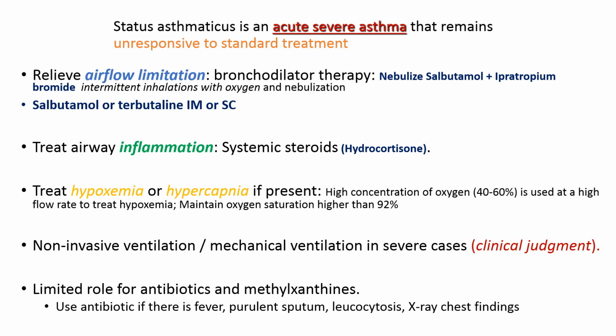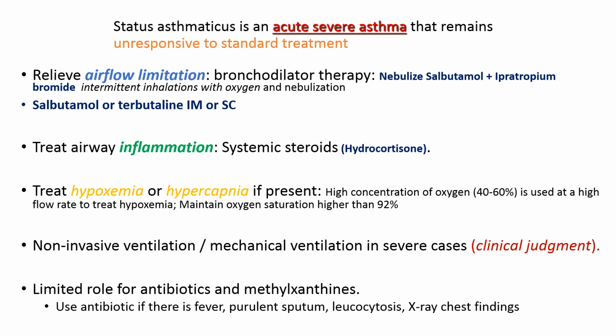Okay, we have already seen that if the beta 2 agonistic agents are combined with the anticholinergic agents such as Ipratropium Bromide, you get a synergistic effect or you get a better effect. If required, you can go for systemic salbutamol or terbutaline. You can give intramuscular injection or subcutaneous injection of salbutamol or terbutaline. And to take care of the airway inflammatory part, you have to give systemic corticosteroid such as hydrocortisone.